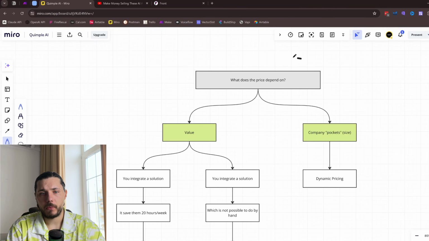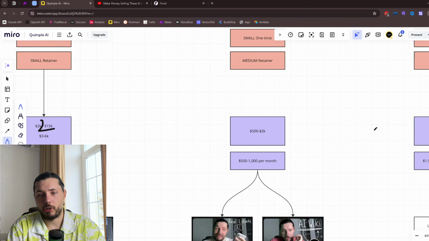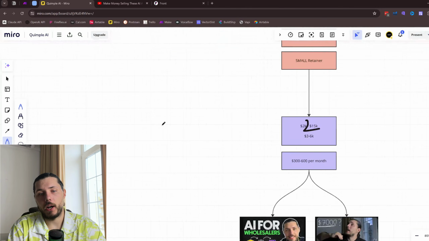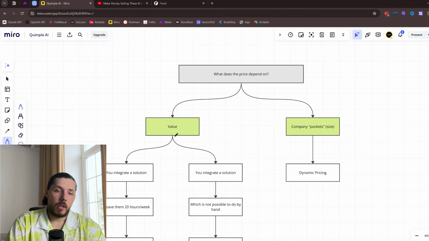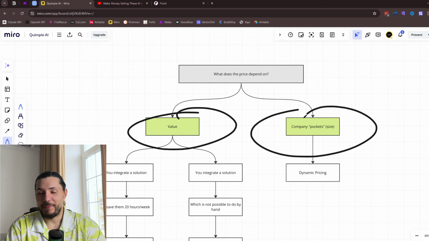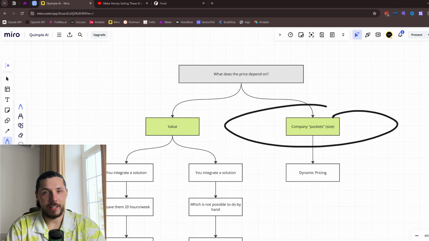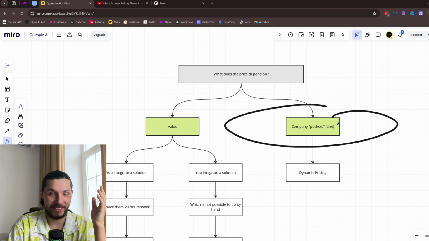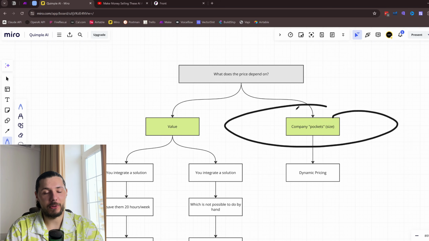Now, what does the price depend on? So let's say here I give you the range, and I give you the range all the time. I do incline to believe that the price you charge depends on two things: the value and the company's pocket size. This is a controversial opinion, and I never heard that someone actually talks about it. Maybe it's not ethical, I'm not sure. So I'll explain what it means.